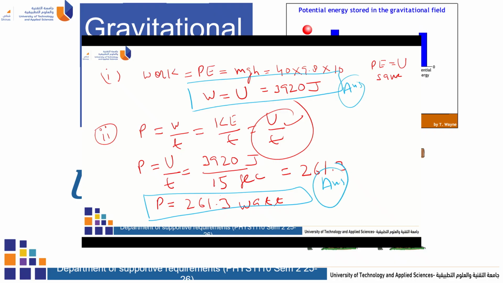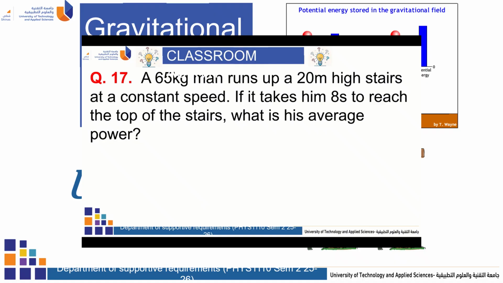Now we can move to question number 17. This is almost the same idea, not different. Question number 17 says: a 65 kilogram man runs up 20-meter high stairs at a constant speed. So there is one man.